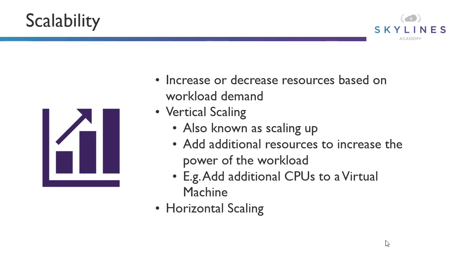Horizontal scaling is the other type, and it's also known as scaling out. And this is where instead of adding additional CPUs to that specific machine, we might add additional machines, additional containers, spin up additional functions, things like that.